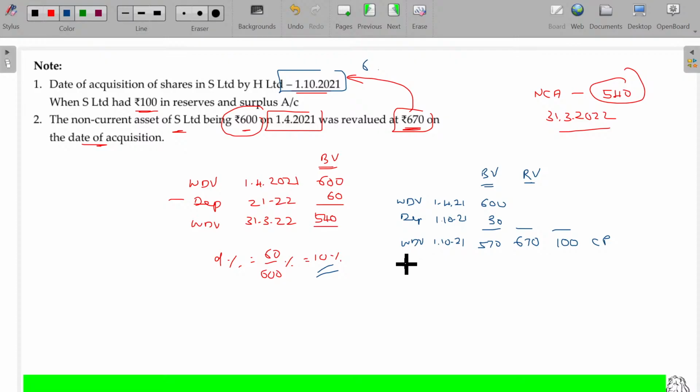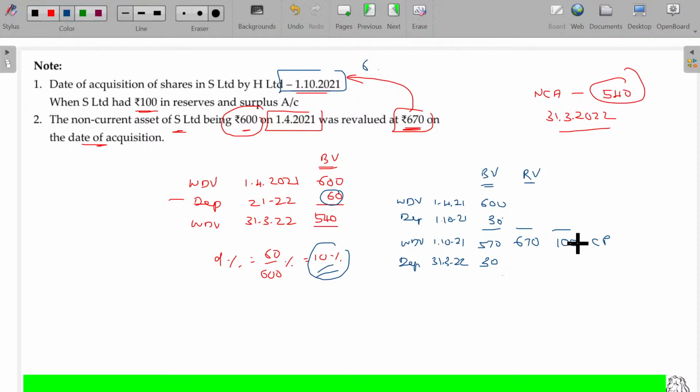For the remaining period, depreciation up to 31st March 22. For the second half, 10% will be the depreciation per annum. Here it is 30 rupees. Per year 60 means first half year 30, second half year is 30. But it is for the original book value.